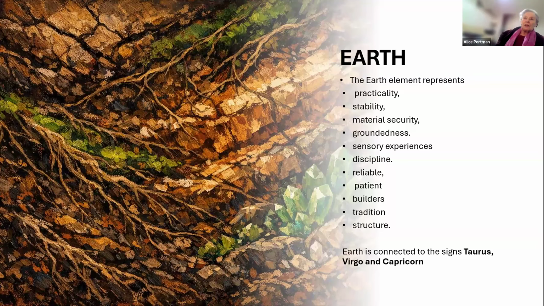Earth, which I've got a lot more of, represents practicality, stability, material security, groundedness, sensory, discipline, reliable, patient, builder nature, tradition and structure, and it's connected to the signs of Taurus, Virgo and Capricorn. So they're the ones that tend to keep people organised and stable.